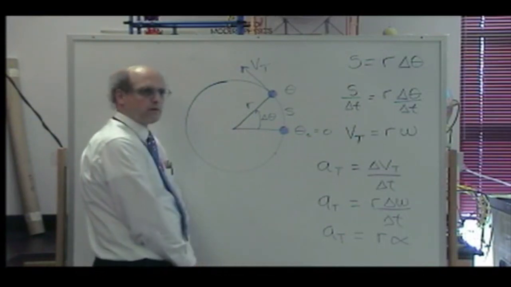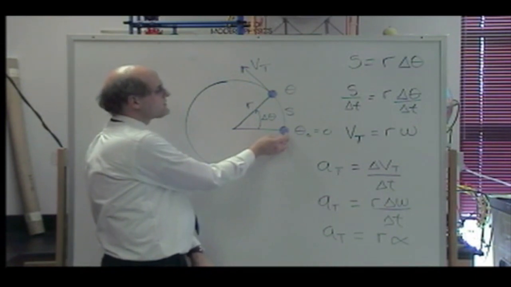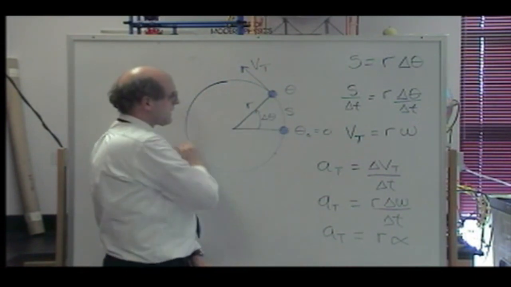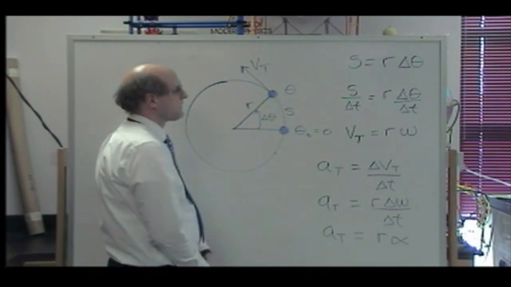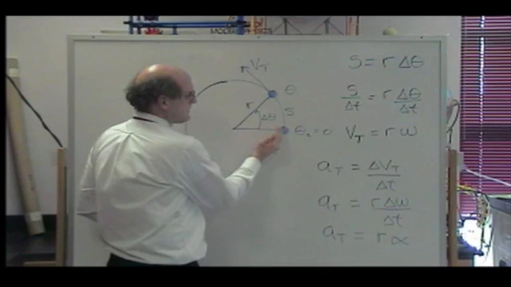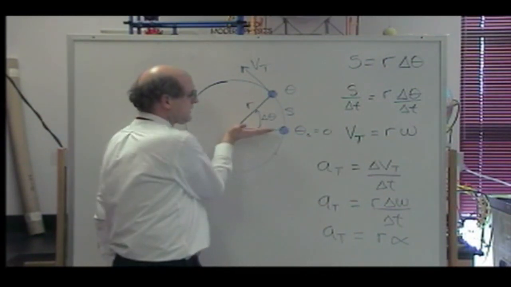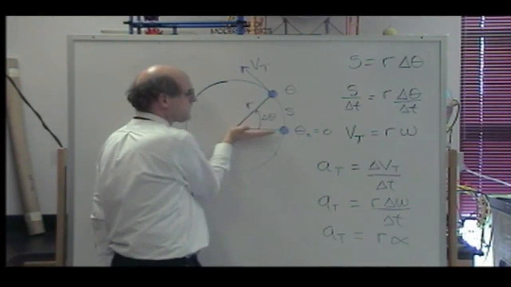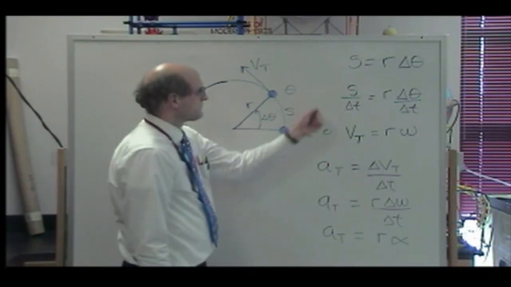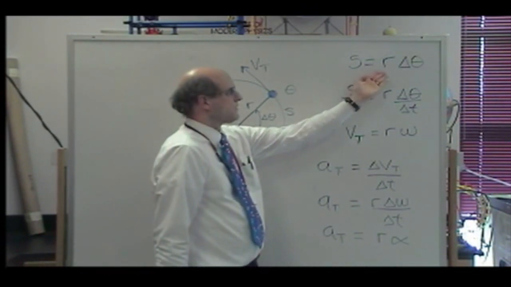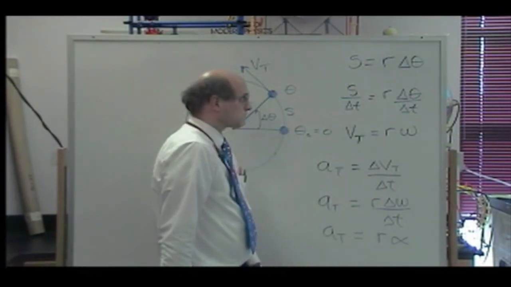This diagram is supposed to represent a sphere traveling on a circular path of radius r. This equation here relates the arc length to the radius of the circle and the sphere's angular displacement, the magnitude of the angular displacement. Arc length is equal to the radius times the magnitude of the angular displacement.